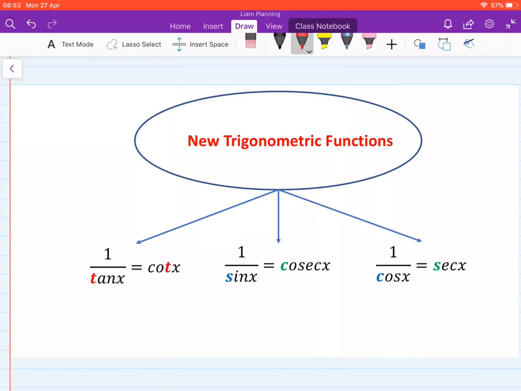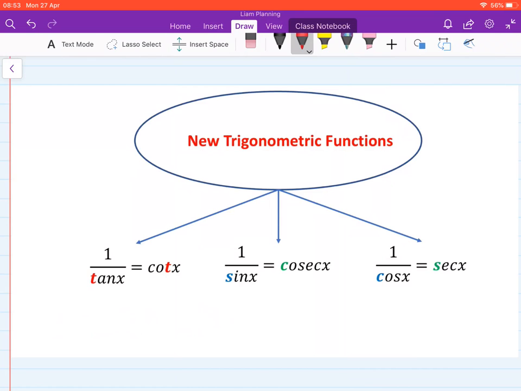The reciprocal is when you do 1 over it. So the reciprocal of tan, 1 over tan, sine, 1 over sine, cos, 1 over cos. So the graph of 1 over tan x, that function we call 1 over tan, we call that the cotangent. So 1 over tan we call cotangent, and we shorten that to cot. So 1 over tan is cot.